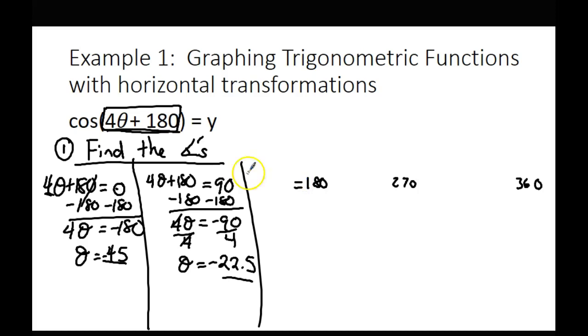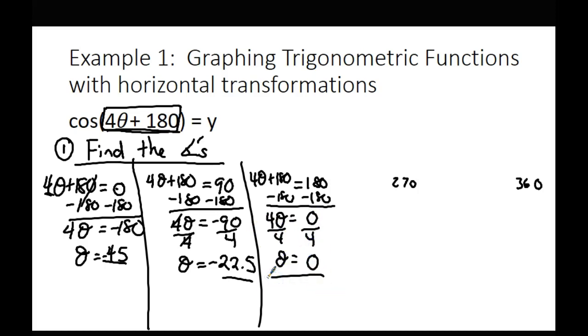Here we go. 4 theta plus 180. So, minus the 180. Divide by 4. Get 0. Okay.